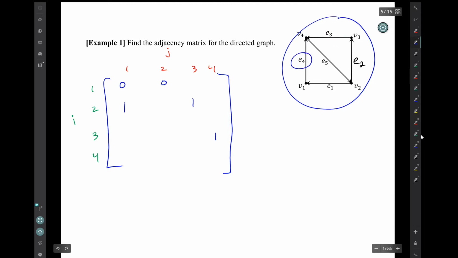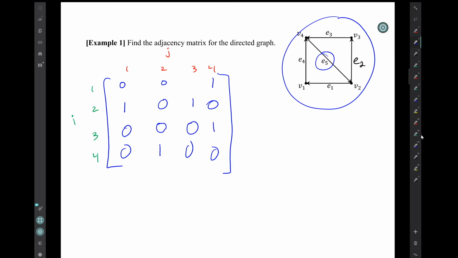Edge 4 goes from vertex 1 to vertex 4. So that corresponds to a 1 in the matrix at that position. And finally, arrow 5, edge 5, goes from vertex 4 to vertex 2. So that corresponds to a 1 in the matrix at that position. So all the other entries of this matrix are 0. So there's our 4 by 4 adjacency matrix for that directed graph.